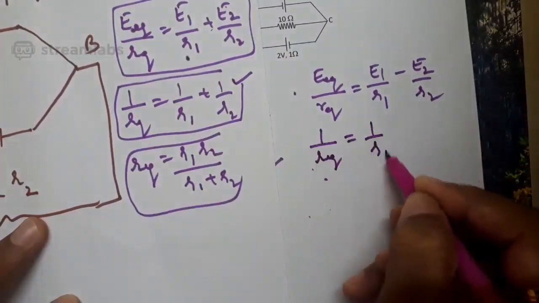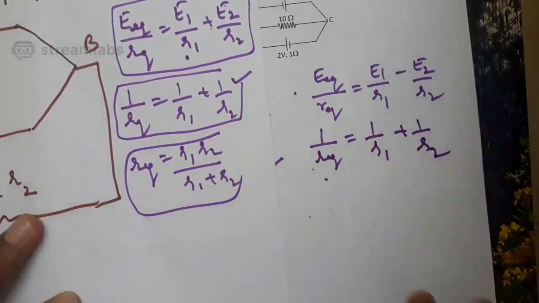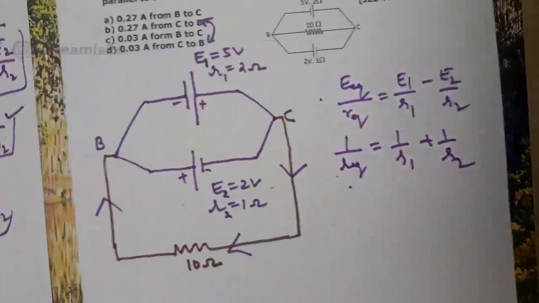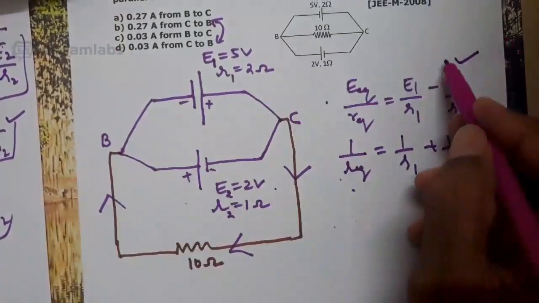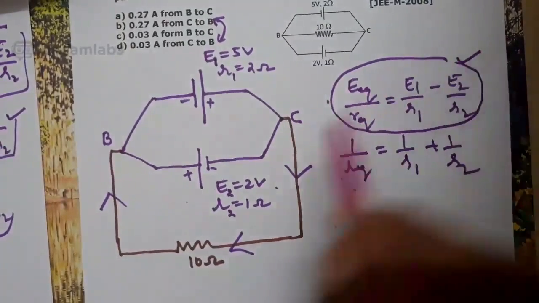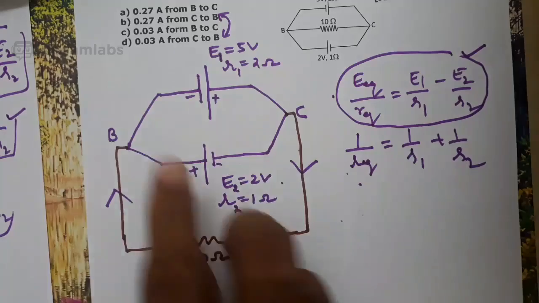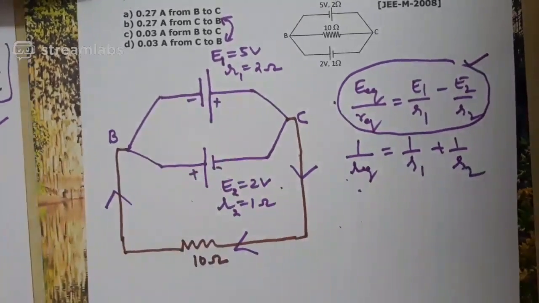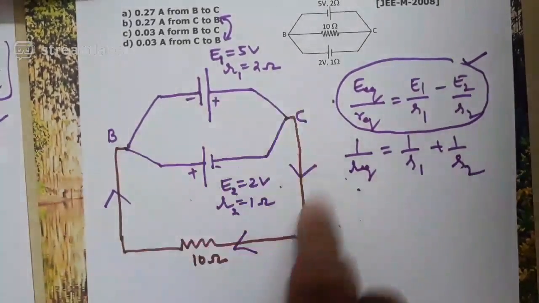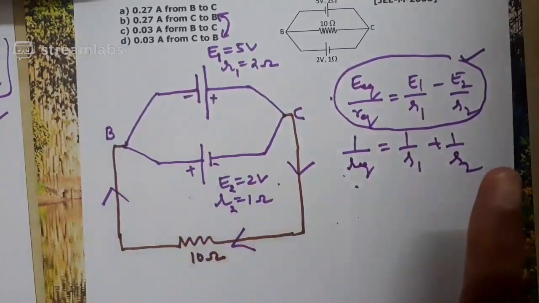1 by R equivalent will be equal to 1 by R1 plus 1 by R2 only. So all these things you should remember. This is a change you have to make out. Highlight this. First thing is, when you have two optional directions for the current, because the two cells are connected in a different manner, you have to select that direction of current as sent by the cell having a higher EMF. Keep in mind.